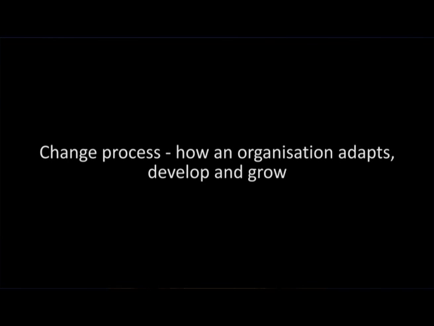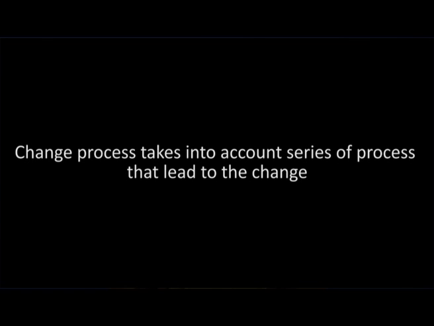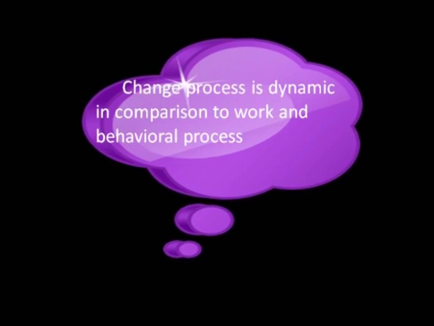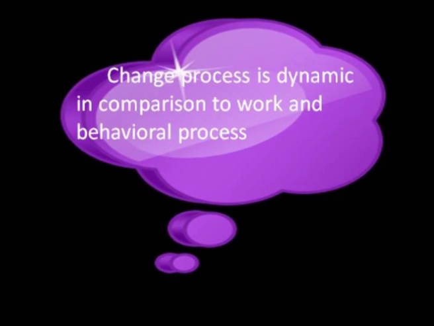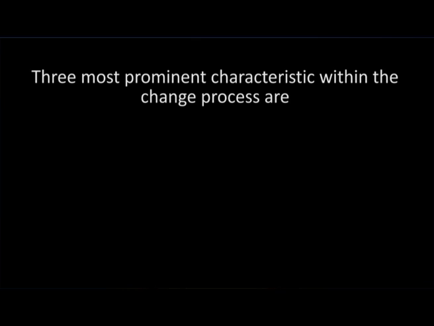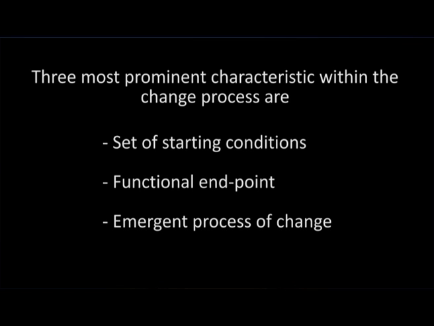Change process. Change process explains how an organization adapts, develops and grows. It takes into account a series of processes that lead to the change. Change process is highly dynamic in comparison to the work and behavioral processes, which were static in nature. We can find three most prominent characteristics within the change process. These are a set of starting conditions, a functional endpoint and an emergent process of change. Change process highlights four distinct stages in an organization, and those are creation, growth, transformation and decline, and each stage represents a critical stage in an organization's life cycle.